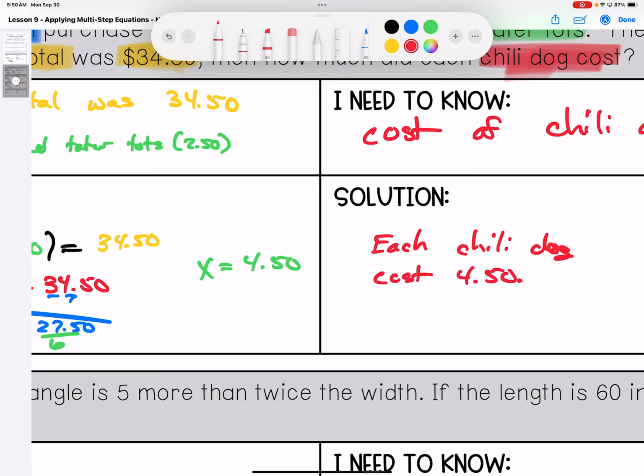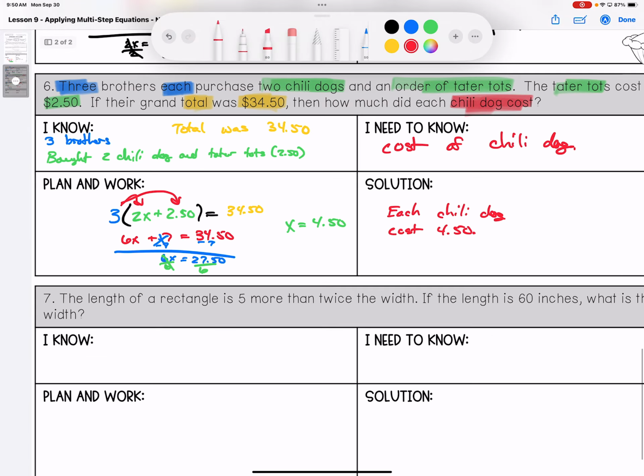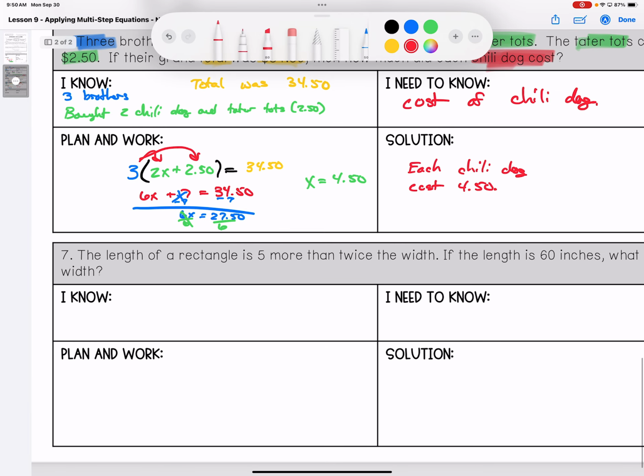So we can figure out how much each person's meal was. They each bought 2 chili dogs, so that was $4.50 times 2. That's $9 plus the $2.50 for the tater tots. Each person's meal cost $11.50. It's about right at Sonic.